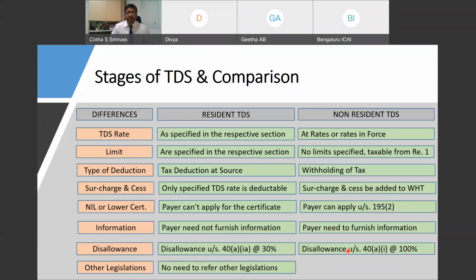Other legislations, no need to refer other legislations except the Income Tax Act and the related things like income tax rules, circulars, notifications, case laws if required. But when it comes to non-resident TDS, the person has to refer to the DTA and FEMA provisions wherever applicable. So for resident TDS, only the Income Tax Act and the related legislations. But for non-resident payments, apart from the Income Tax Act and other related laws, he has to refer to DTA and FEMA wherever it is applicable. So these are some of the differences. This we need to remember when we are dealing with resident TDS payments and non-resident TDS payments.